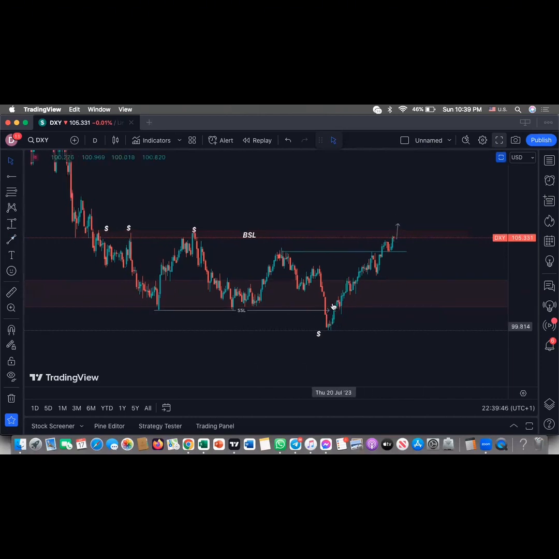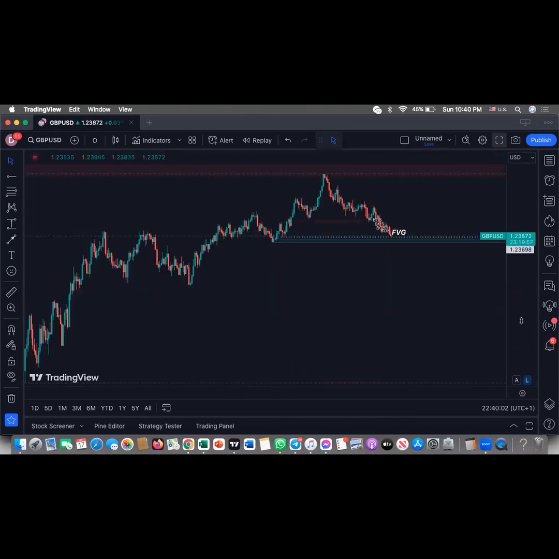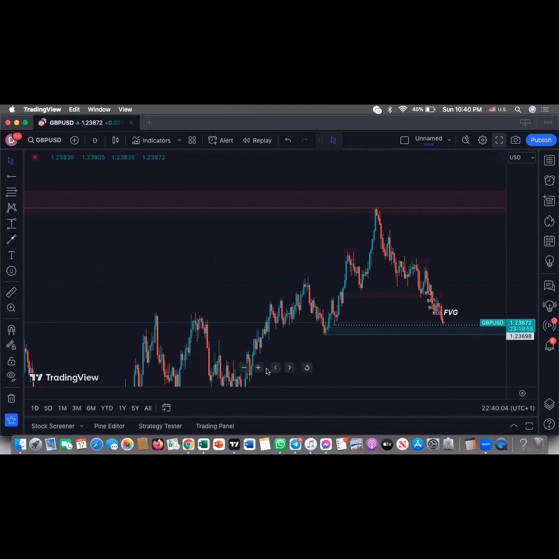Plus, price took out the sell side liquidity here. This got lots of buyers and sellers trapped, and this is a liquidity grab. So this is enough fuel for price to continue the way up. So let's quickly move on to Gbpusd and see what price is showing us and how price has really played out.